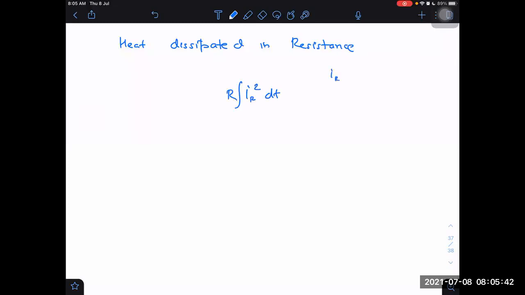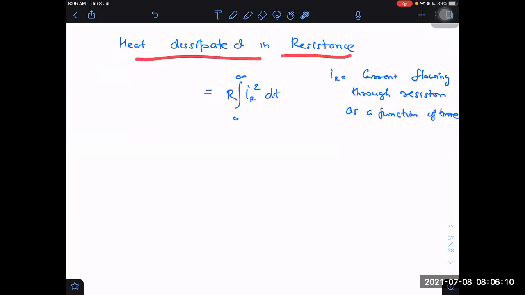IR is the current flowing through a resistor as a function of time. First, we have to determine the current as a function of time, and then we have to integrate. If they are saying total heat dissipated, then I have to take limits from 0 to infinity. If they are not saying total, but heat dissipated up to time t, then up to t. Total means up to infinity.